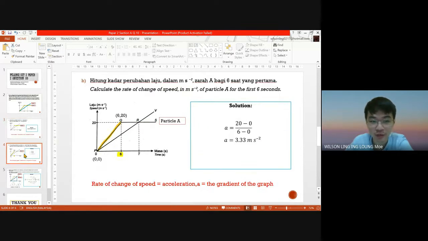Okay, B, calculate the rate of change of speed in meter per second squared of particle A for the first 6 seconds.